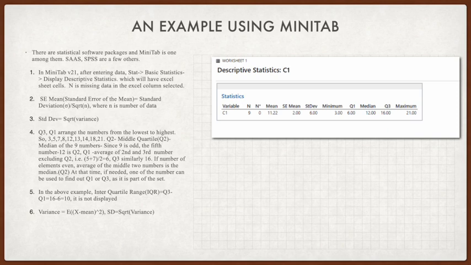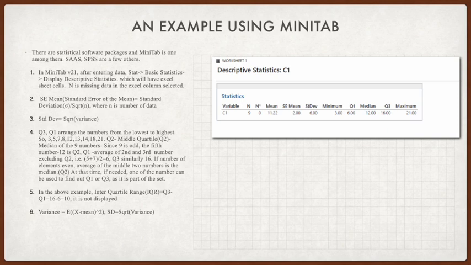So standard error, SE mean, that is standard error of the mean. The formula for standard error of the mean was discussed previously, that is sigma by, sorry, it was not discussed previously. Standard error of the mean is standard deviation by square root of n. I just mixed it up with another formula. So this is the standard error of the mean: standard deviation by square root of n, where n is the number of data.